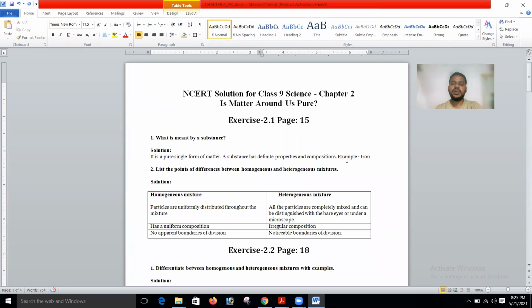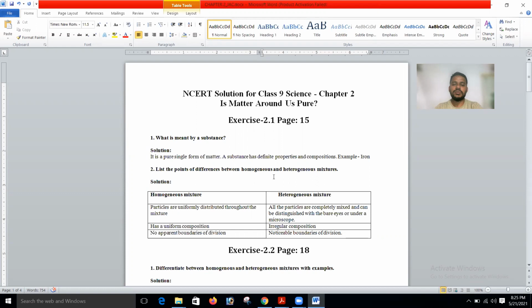For example, in iron, only iron particles will be present. No other particles will be present in that iron. Okay. So next we have to see, the next question is, list the points of differences between homogeneous and heterogeneous mixture.